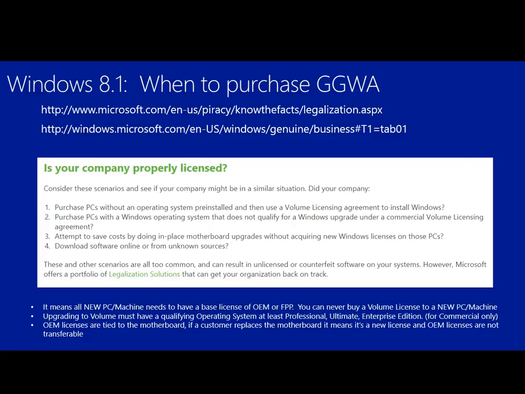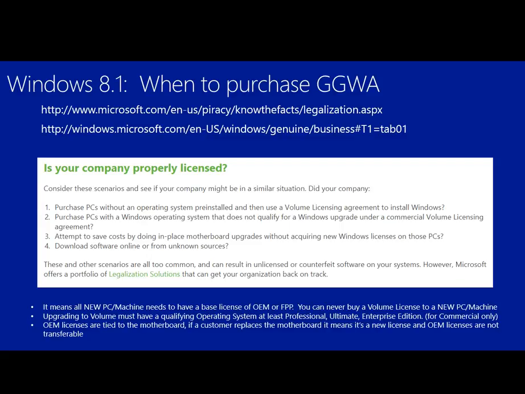when to purchase the GGWA, Get Genuine Windows Agreement. So there's a link. So there's two links. You can visit that site and you can read more information about GGWA. So here are the 4 questions that will probably help you decide when to get GGWA. First one. Purchase PC without an operating system pre-installed and then use volume licensing agreement to install the Windows.